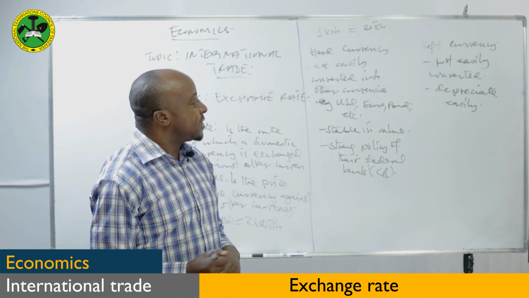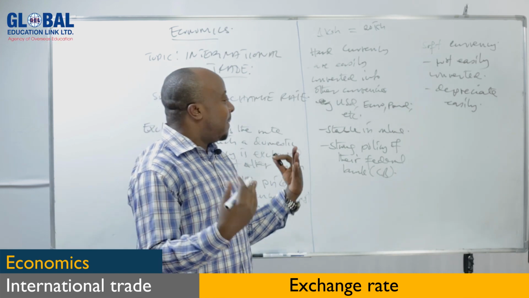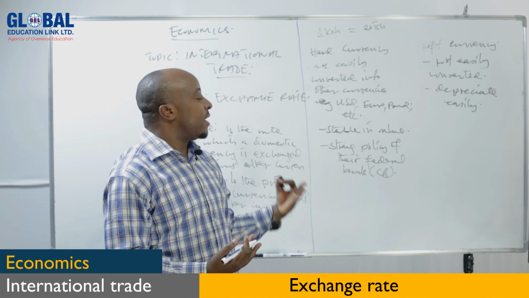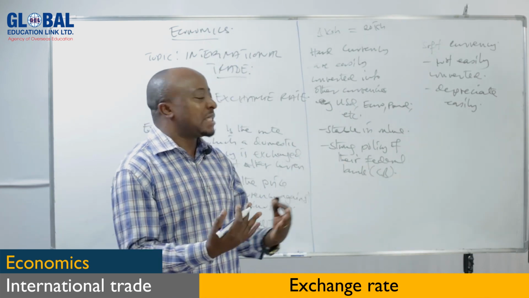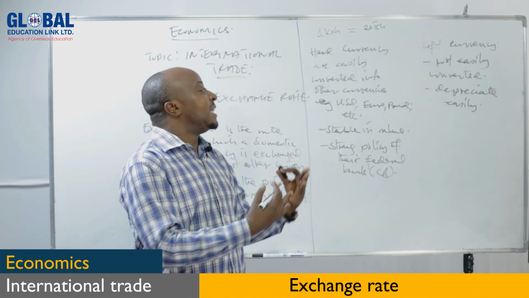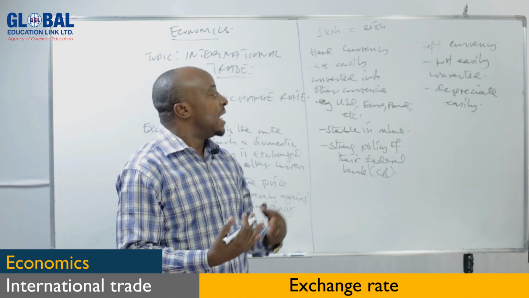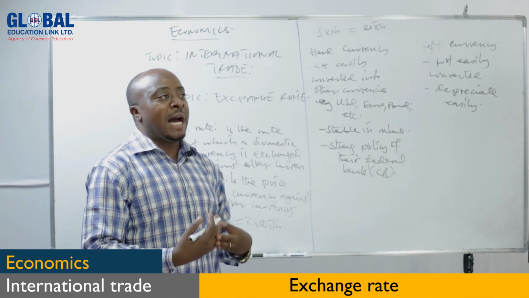But also, for these ones, their federal policy is not strong. That means the monetary authority, through the federal bank or the central bank, their policies are not strong. That makes the currency depreciate easily. That's why it is not acceptable.